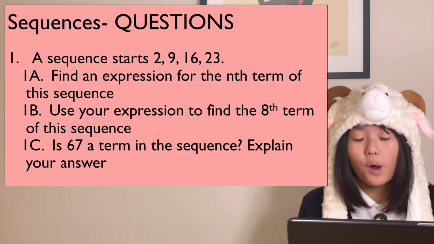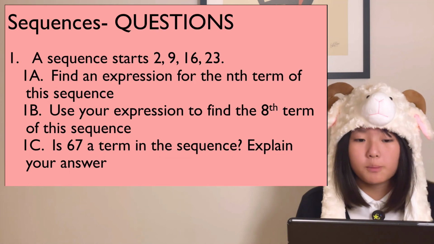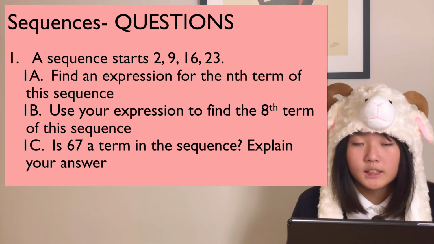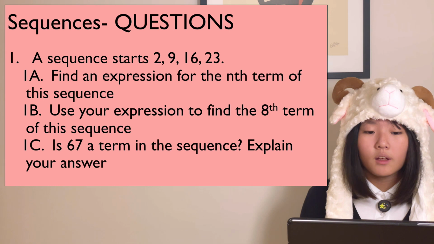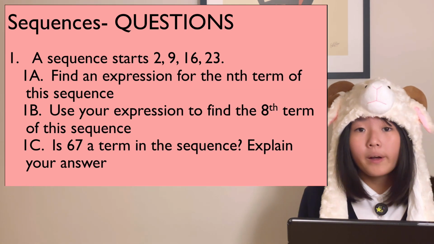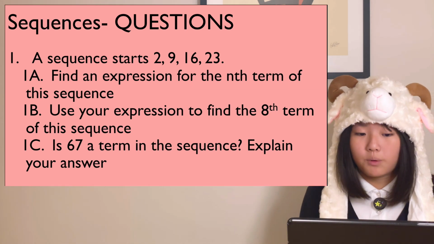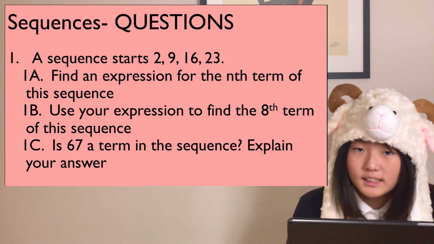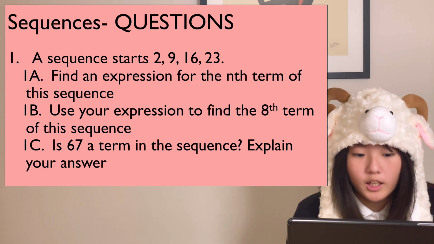Now, I'll give you a few questions to test how well you understood me. Number 1, a sequence starts with 2, 9, 16, and 23. 1a is find an expression for the nth term of this sequence. Use your expression to find the 8th term of the sequence. Is 67 a term in the sequence? Explain your answer.